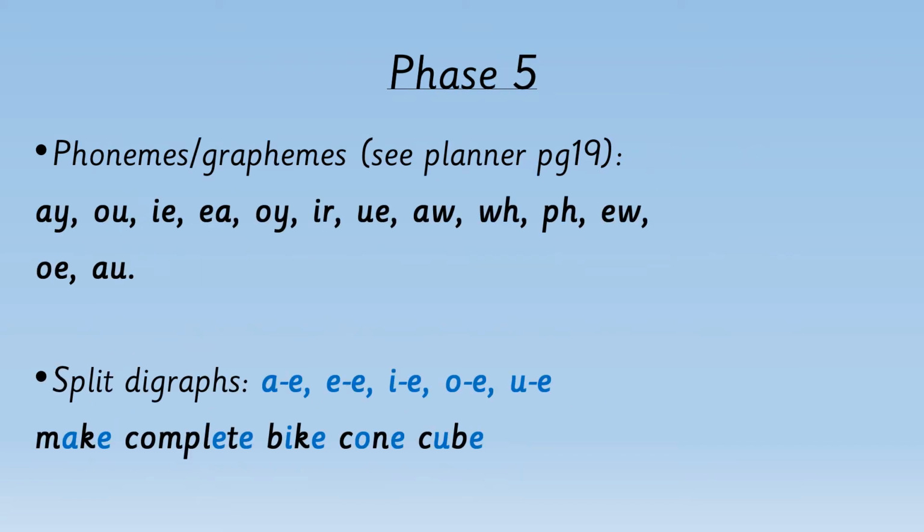We'll then move on to phase 5. These phonemes can be found on page 19 of your child's planner. They are ay, ou, ie, ea, oi, ue, oy, aw, and so on. And also we have the split digraphs, a-e, i-e, o-e, u-e, and example words you can see at the bottom of the slide.